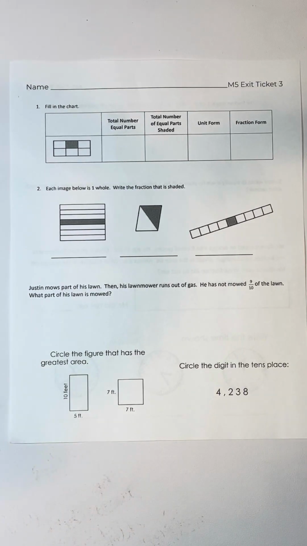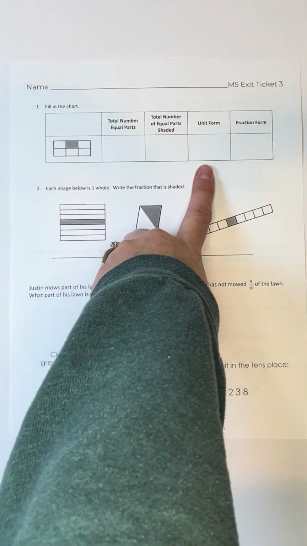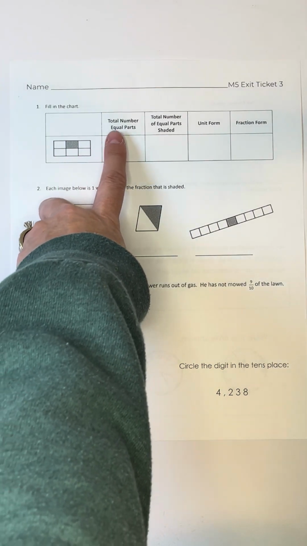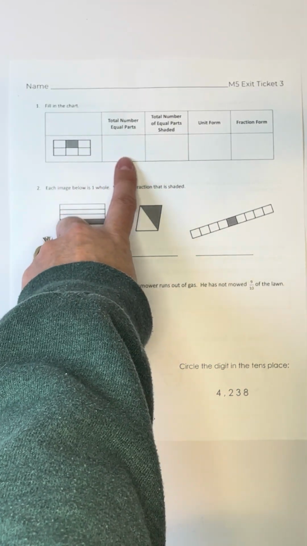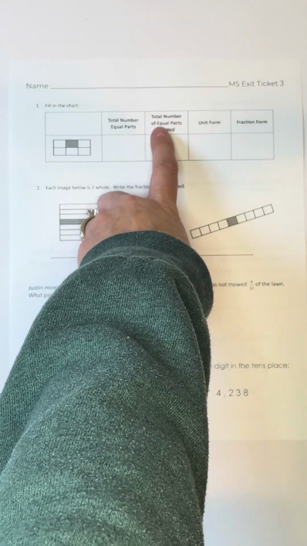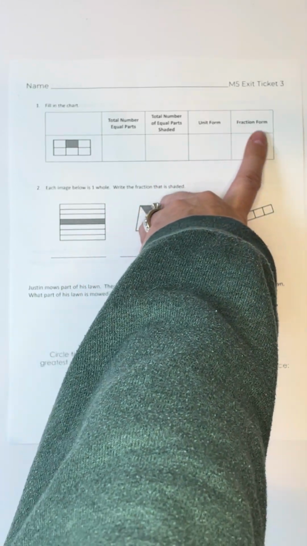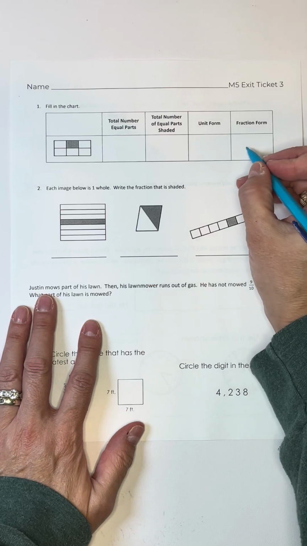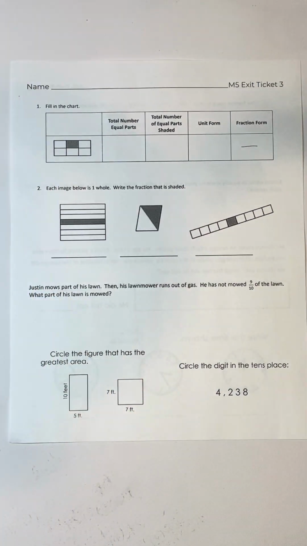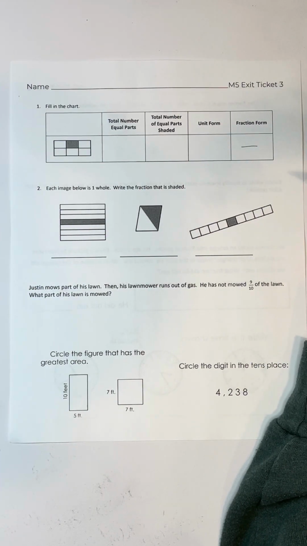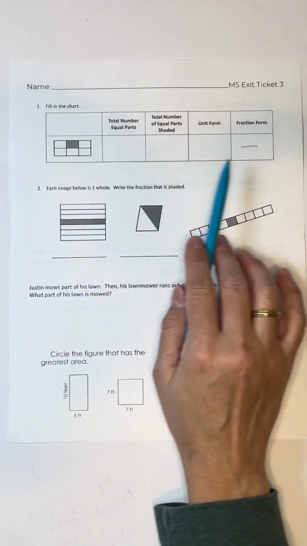Now let's look at the other side, exit ticket 3. Fill in the chart. We have done this before. This is a review. You're going to look at the picture. Total number of equal parts. Total number of equal parts that are shaded. Unit form and fraction form. Remember that fraction form has a fraction bar. And unit form is in words. Okay. Pause if you need to and finish number 1.